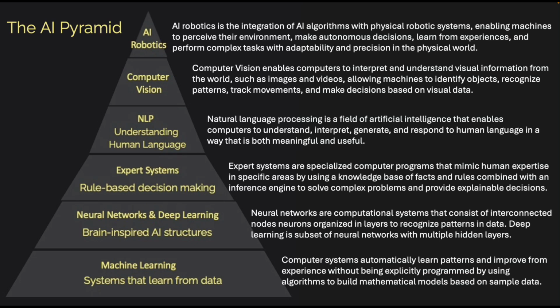AI robotics is the integration of AI algorithms with physical robotic systems, enabling machines to perceive their environment, make autonomous decisions, learn from experiences, and perform complex tasks with adaptability and precision in the physical world. What does all that mean? Well, because we brought it up already, we'll stick with the example of the 18-wheelers or any autonomous vehicles. We don't think of them as robots, but in a very real sense they are.